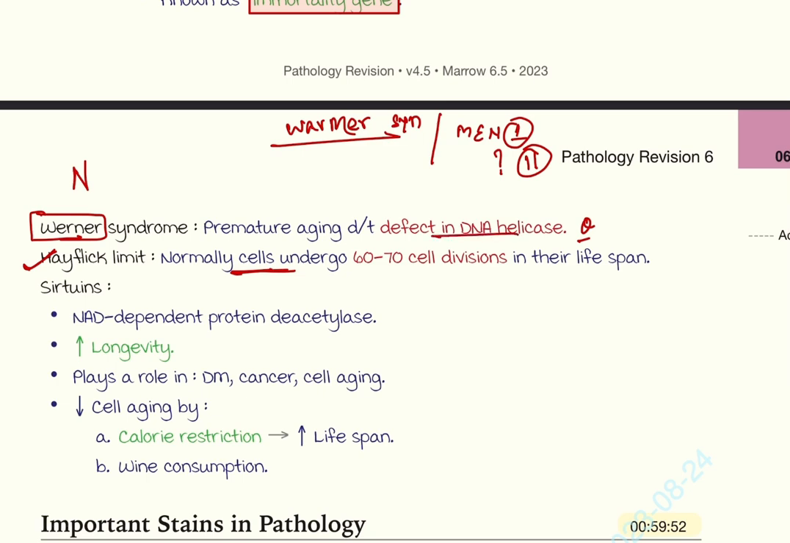DNA helicase helps in DNA unwinding and repair. Because of that defect here, it cannot even unwind the DNA or repair the DNA. So there is premature aging happening.